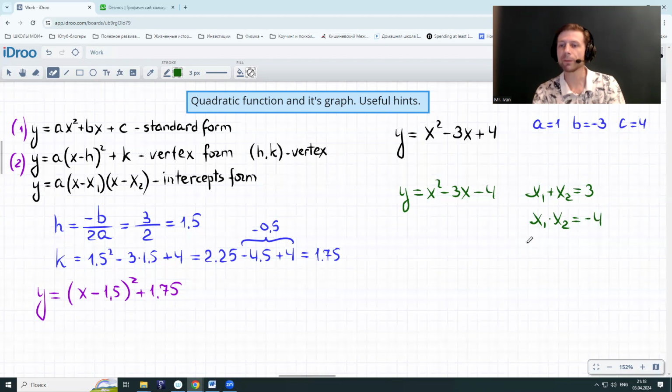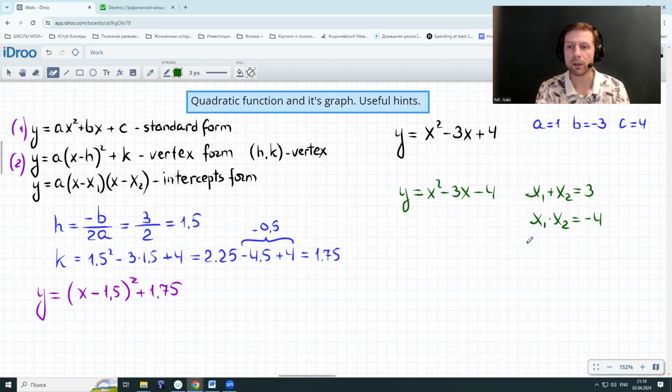Which two numbers, being summed, make 3, and being multiplied make -4? 4 and -1. 4 plus -1 is +3. 4 times -1 is -4. See? So this is another case, the second case.